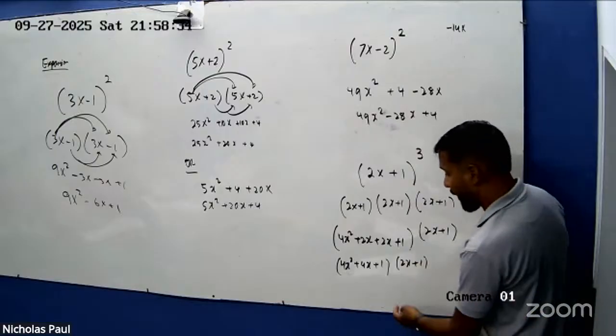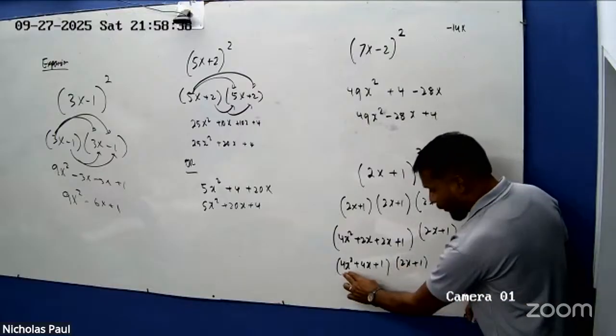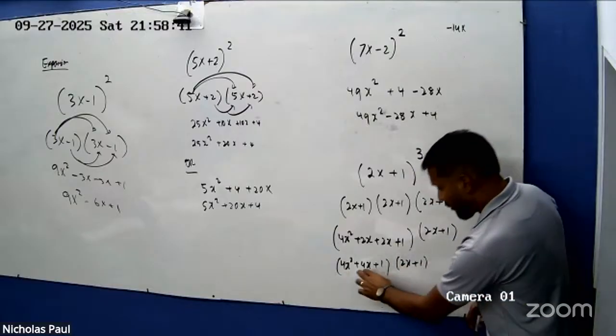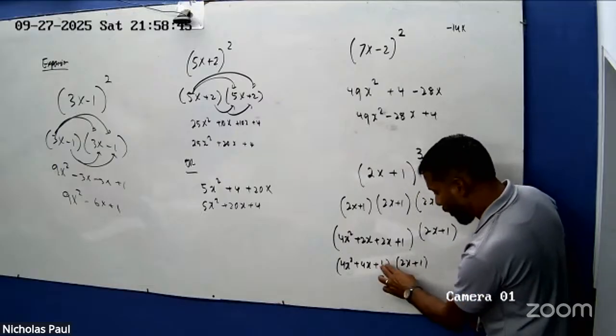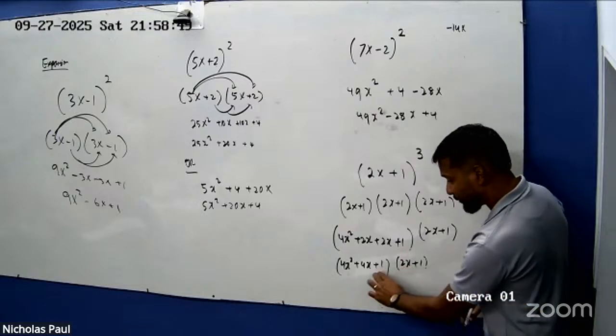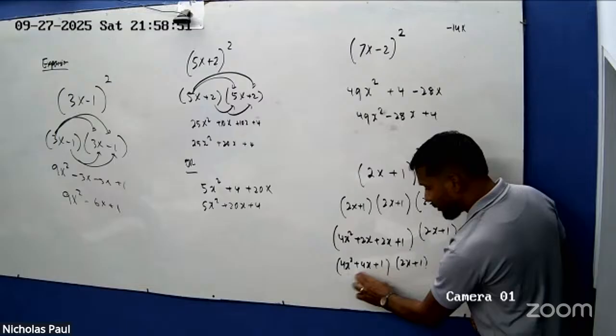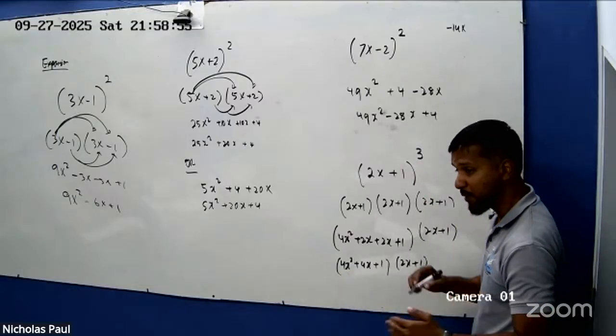You're multiplying. You can do it two ways. 4x squared by this, 4x squared by 1. 4x by this, 4x by 1. And then 1 by this, 1 by this. Or you can do 2x by this, 1 by this. Anyone will give you the same answer.